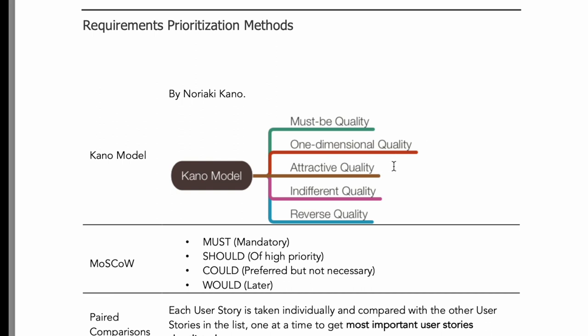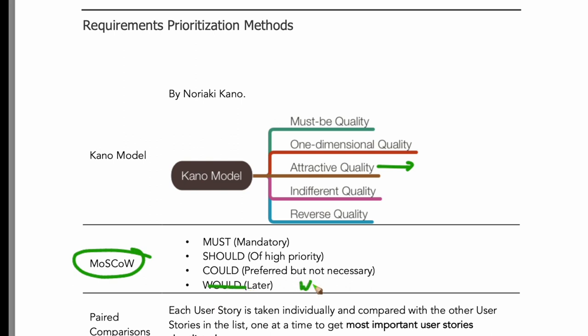Attractive qualities are also called USPs, unique selling proposition. You probably would want to work on this and understand what the attractive quality is for your product, why people should buy it. Indifferent, you guys know that. Reverse, you know that. MoSCoW is another way of prioritization, which is must have.